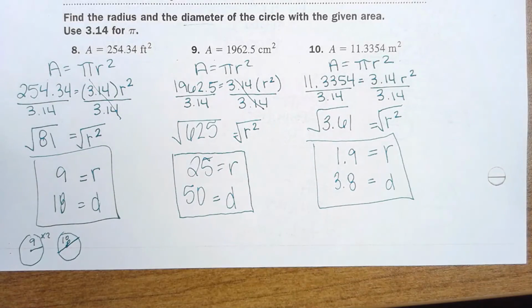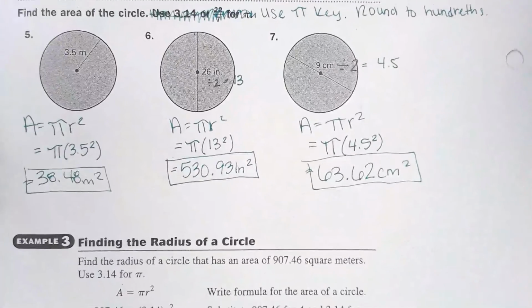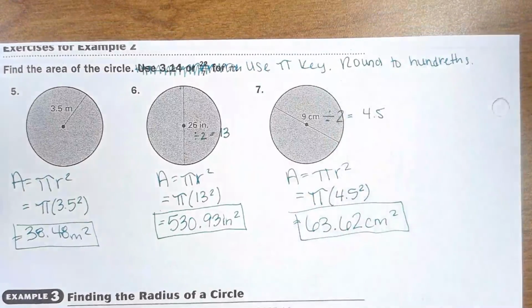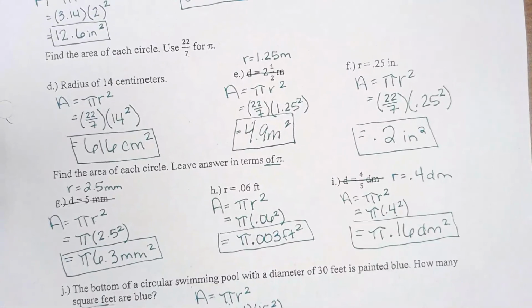Okay, again, this is like an enrichment. The main thing that you guys will need to know is just finding the area of the circles and reading directions and seeing what they want you to use. So do they want you to use 3.14? Do they want you to use 22/7? Keep pi in your answer or use the pi key. So just make sure that you guys are reading directions on what they want you to use.